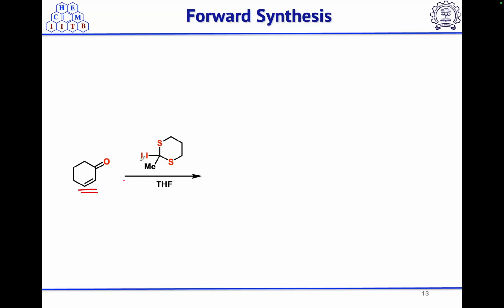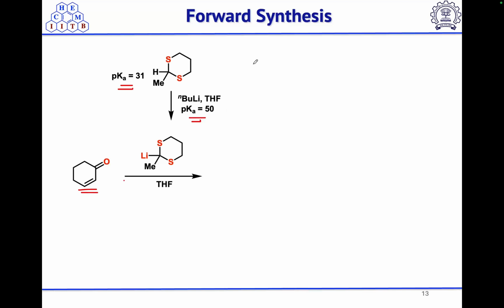So how can we generate the corresponding lithiated species of this acetaldehyde? We can generate it from this 1,3-dithiane species, and we already know the pK value of this proton is 31. I have already shown you. So we have to take a stronger base, one having a pK value more than 31. So we can think about n-butyl lithium, which has a pK of 50.